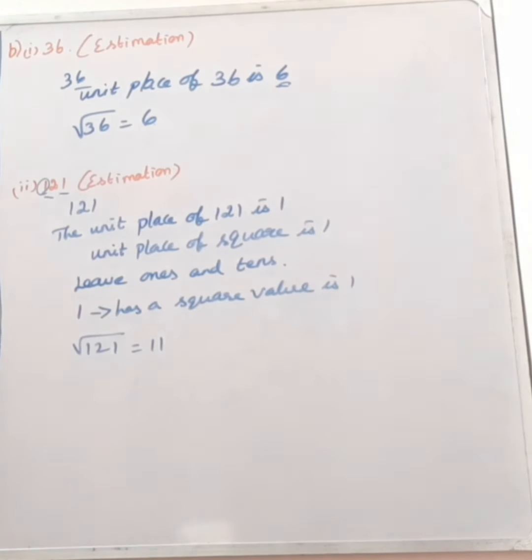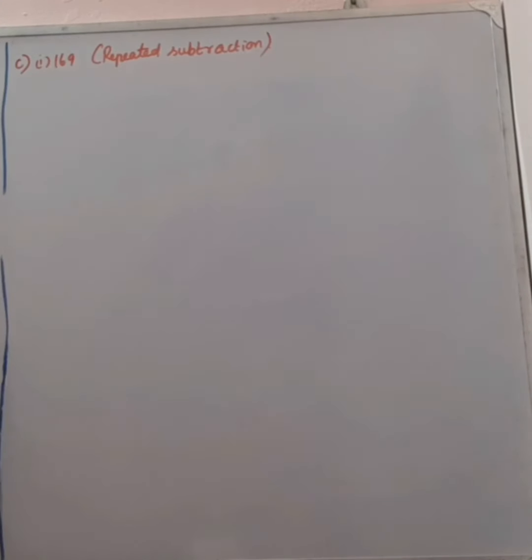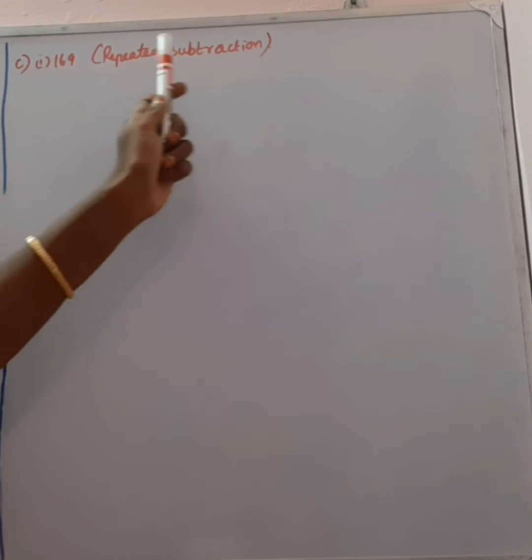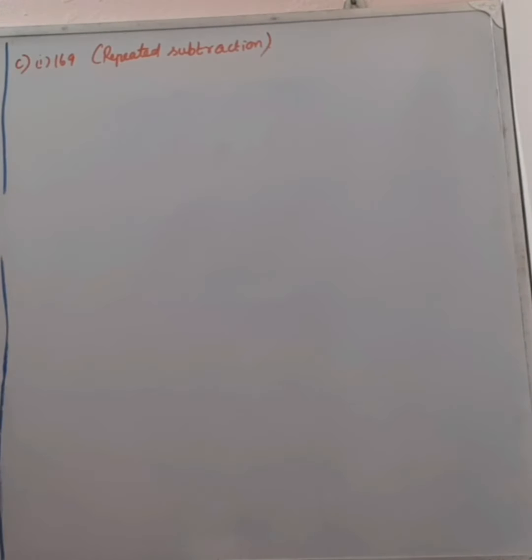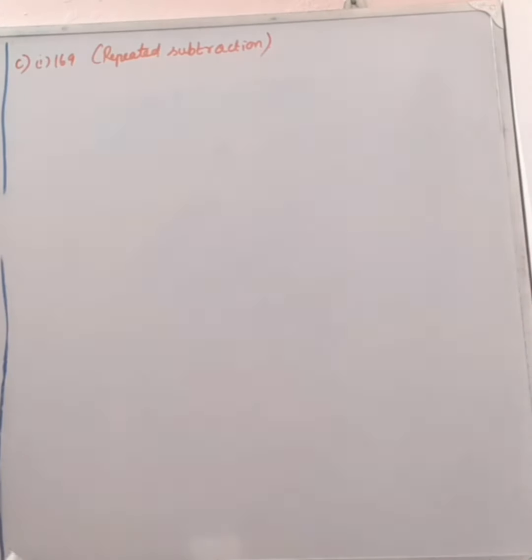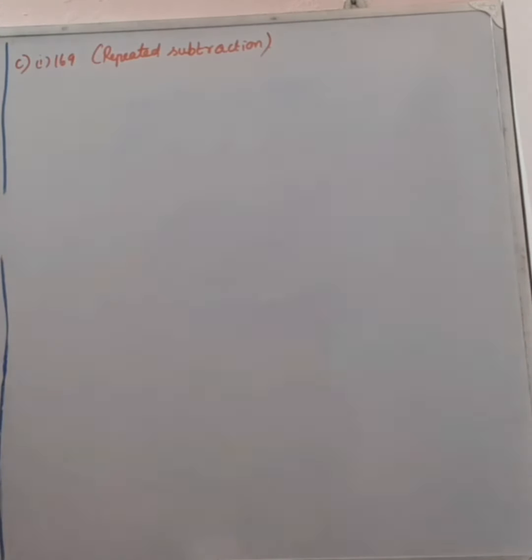Okay. Now you are clear? Okay. Shall we move on to the next? Next we are going to see the next method. What is that? Repeated subtraction. Repeated subtraction is nothing but the subtraction we already know. Whatever the number they given, we want to subtract it by odd numbers, not by even numbers. Subtracting by odd numbers is called repeated subtraction.